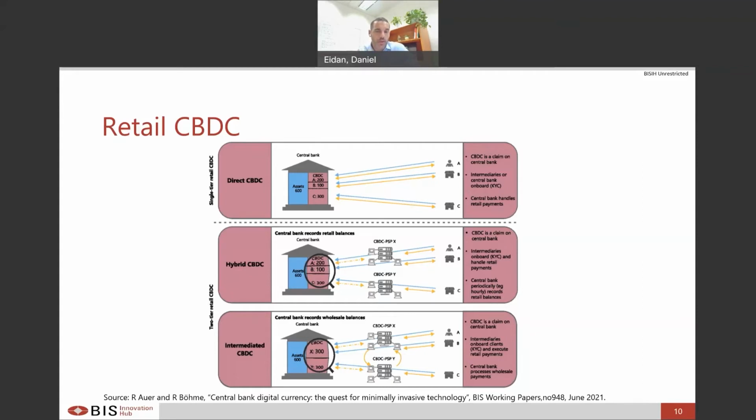At the moment, it looks like there's a lot of work being done on the second two models as opposed to the direct CBDC.